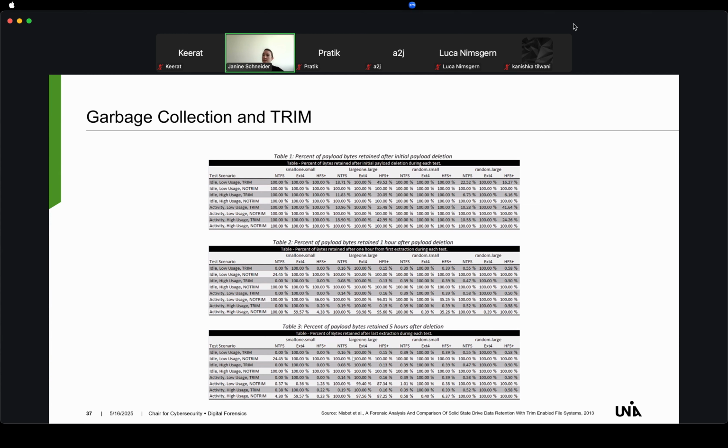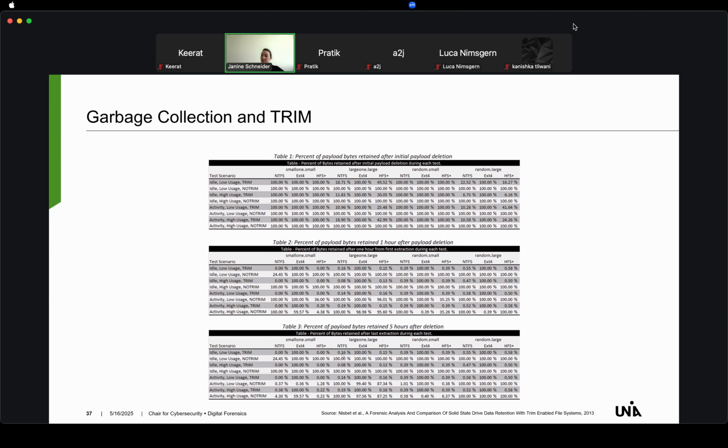Trim is very aggressive and the data doesn't linger on the SSD for a long time. But this was in 2013, so yeah, it's actually time to repeat the experiment and see if trim still behaves like that. But back then it behaved like that. What it tells us is that for SSDs we cannot assume to find old deleted data.